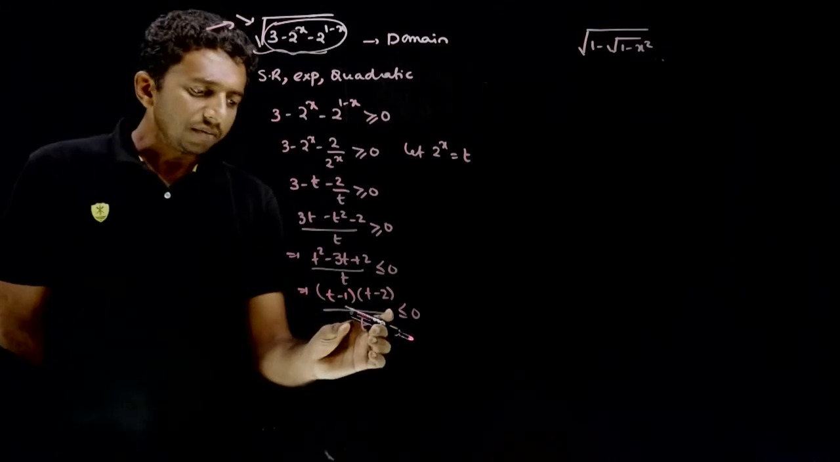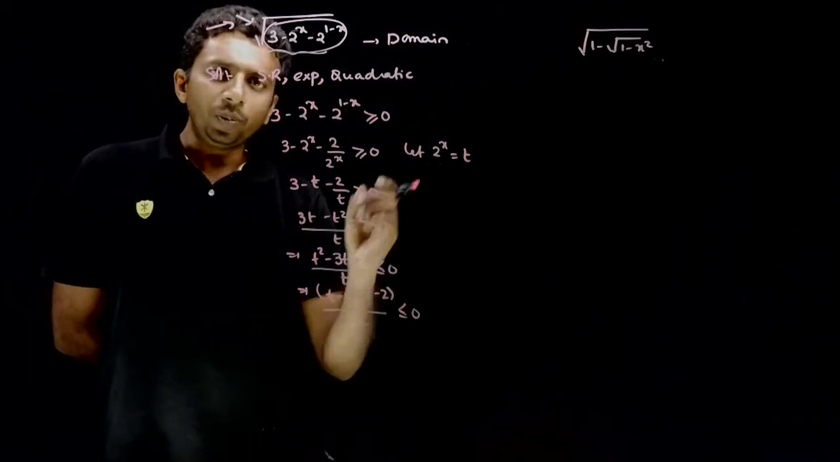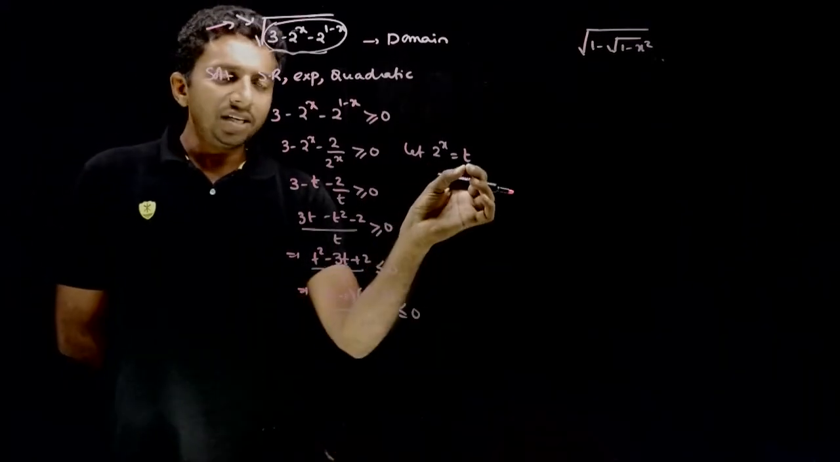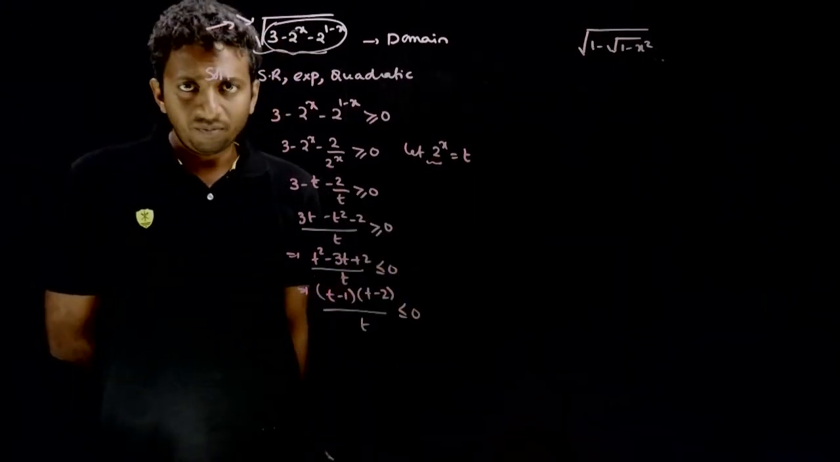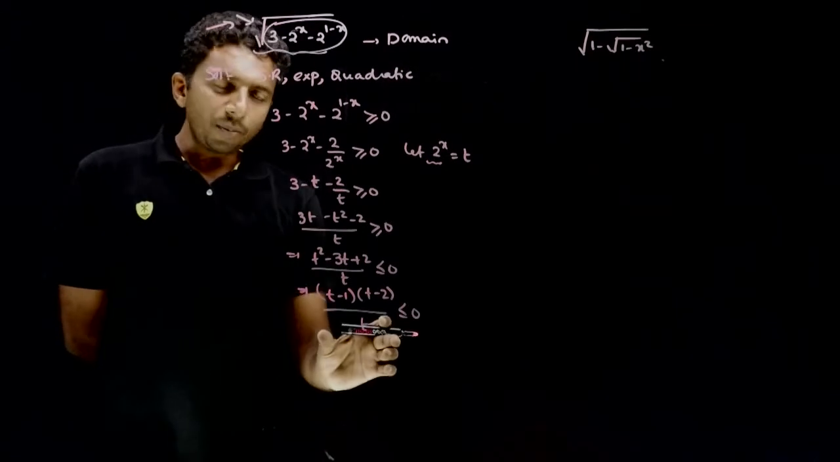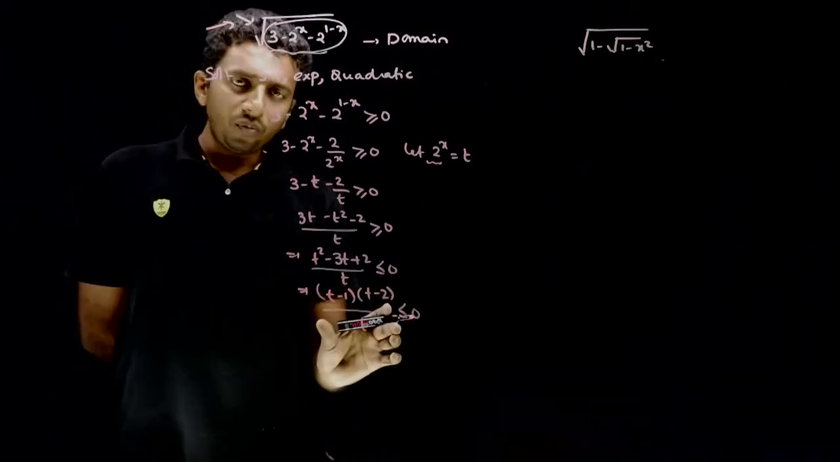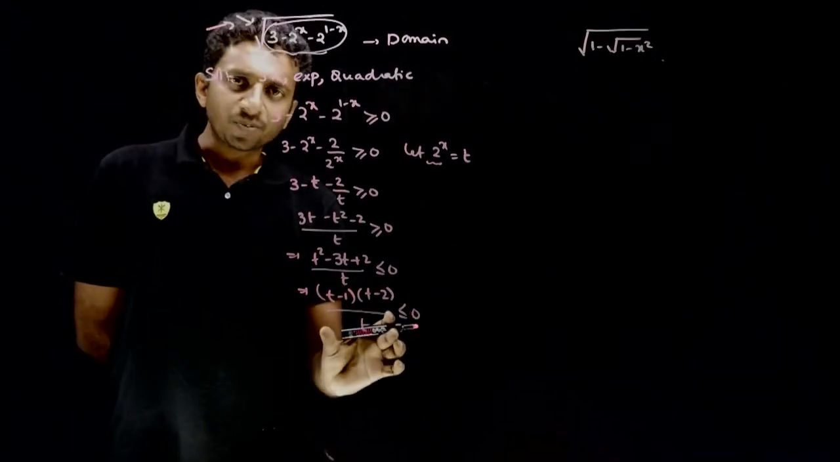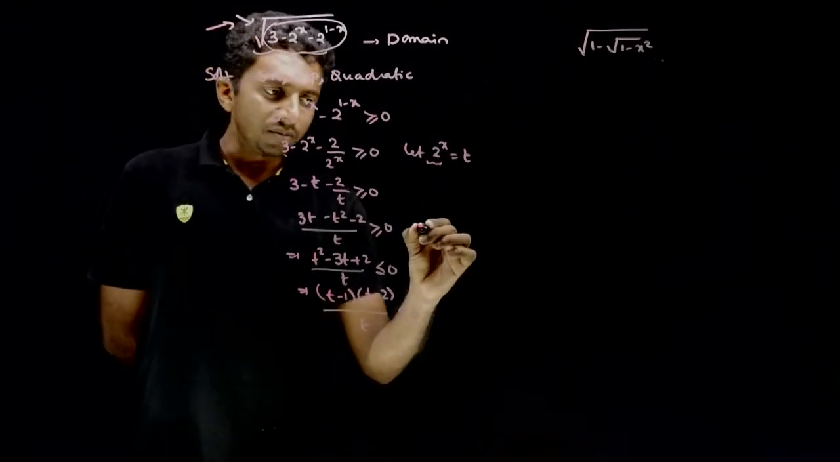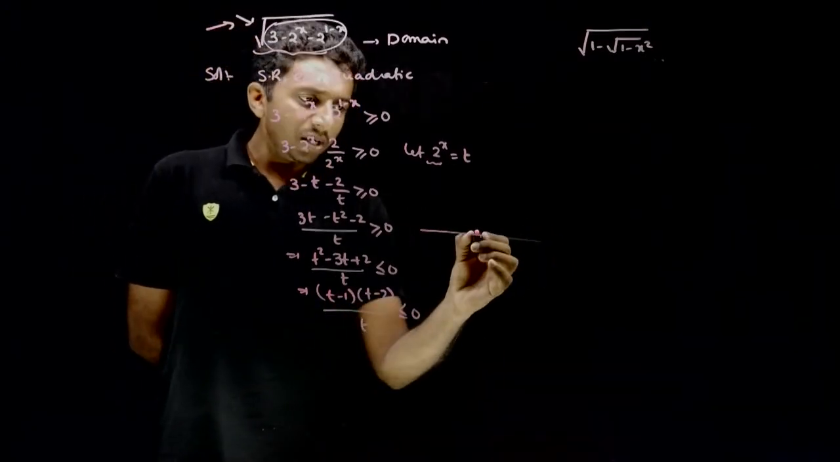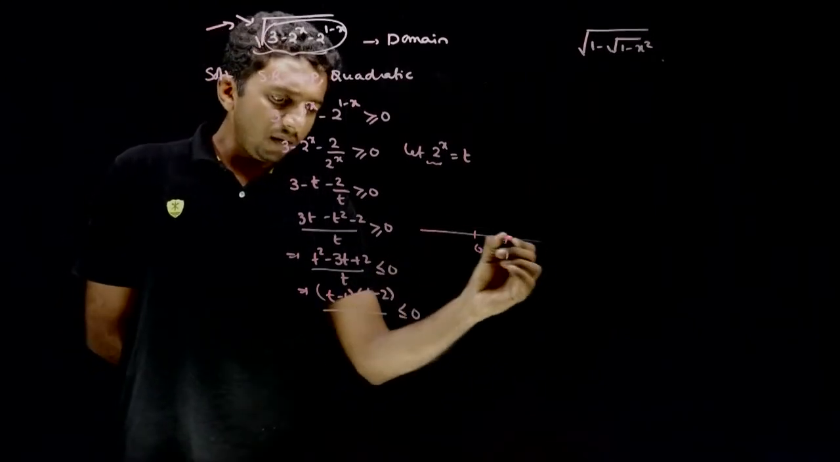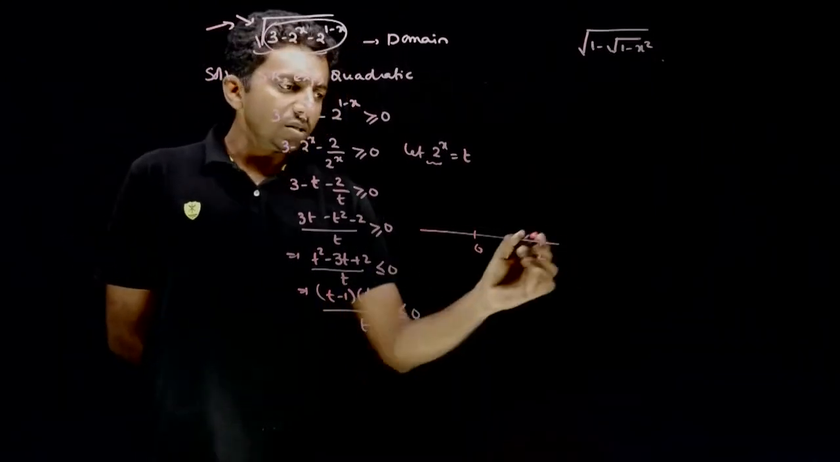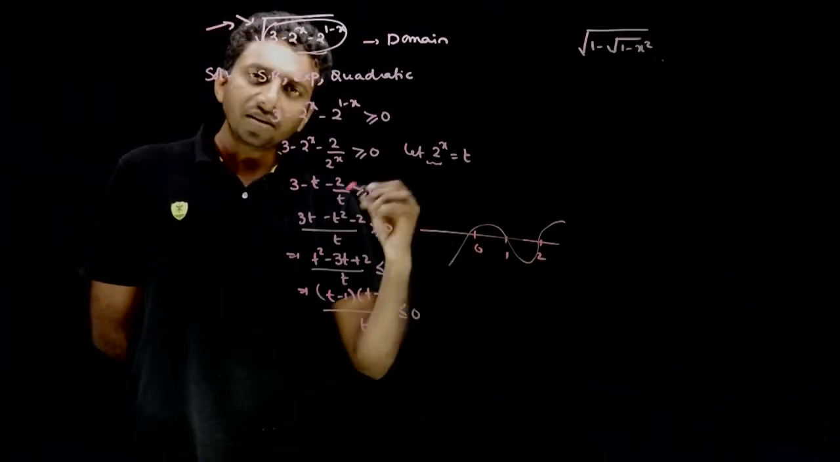ठीक है. Now my t is nothing but 2 power x. ठीक है. So मेरा t जो है, we know that 2 power x is always positive. You have to keep that in mind before solving this question. So इसका पहला wavy curve draw करेंगे. So we will see where this expression is less than or equal to 0. So wavy curve draw कर रहा हूं. एक pole is 0 and zeros are 1 and 2. So if you draw the wavy curve, it looks something like this.